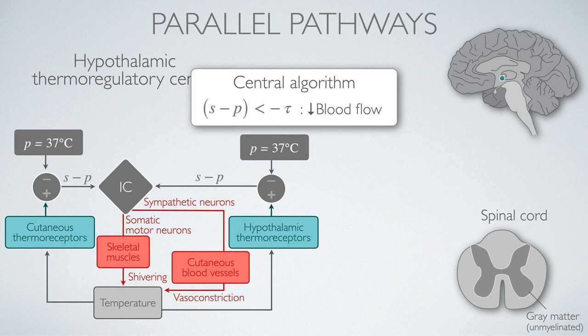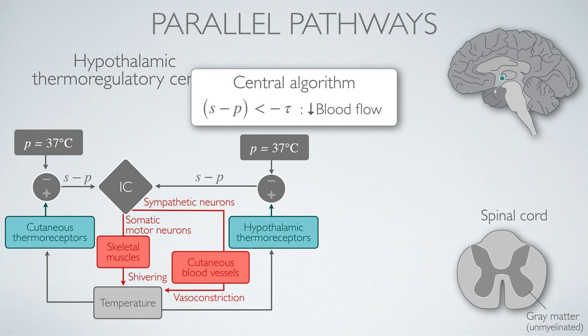So the way that that looks in our flowchart is we're going to add another efferent pathway. In this case, we don't have motor neurons, but something called sympathetic neurons. We'll detail what that means later. But those neurons are responsible for controlling blood flow. And so the blood vessels in the skin, these cutaneous blood vessels, undergo vasoconstriction. They're reducing in their diameter. And that causes blood to flow not to the skin, but to other regions of the body.